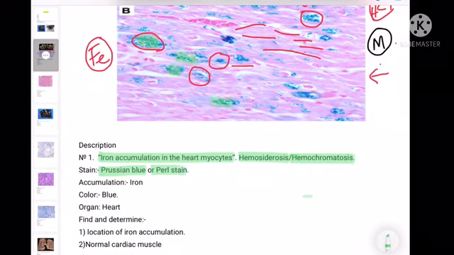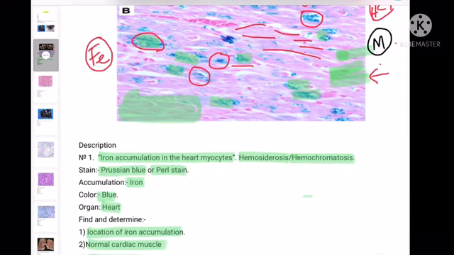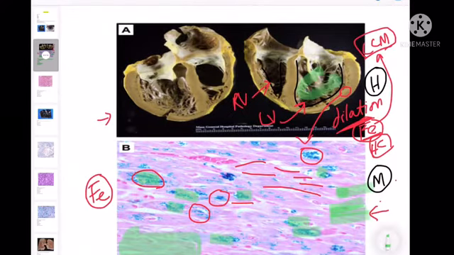If someone asks that a patient died because of cardiomyopathy, because of dilation of the heart, and on autopsy or microscopic finding, when you stain that sample, you found some blue color depositions, what is that deposition? You should answer: it should be iron. And what is the stain? That is the Prussian blue or Perls stain. The accumulation is iron, color is blue, organ is heart. All these blue areas are the accumulation. In this area you can see normal cardiac muscles. In the first image, this one is the dilated left ventricle.